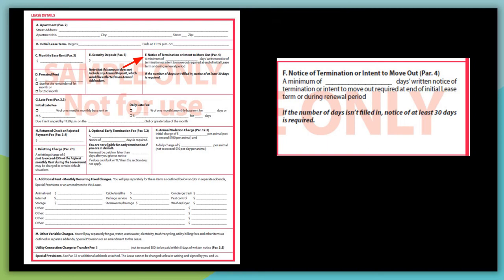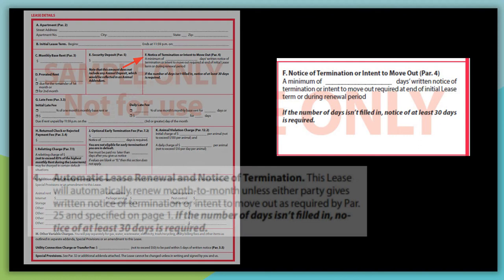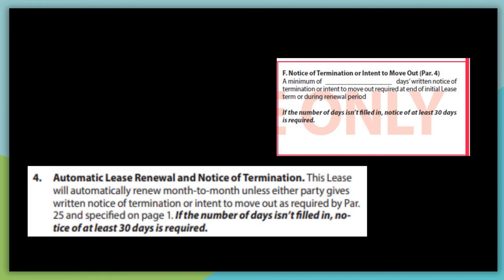Section F tells you how many days notice you need to give when you decide to move out, and in what form it needs to be stated. In this case, they require written notice. In the referenced paragraph 4, we can see that the lease will renew month to month after the end of lease date unless you give written notice that you intend to move or the owner gives you written notice to vacate.